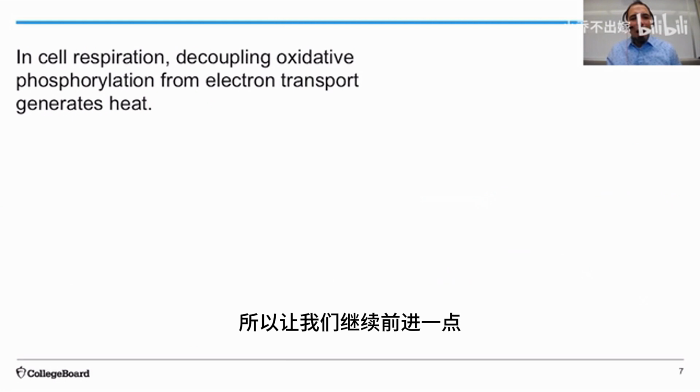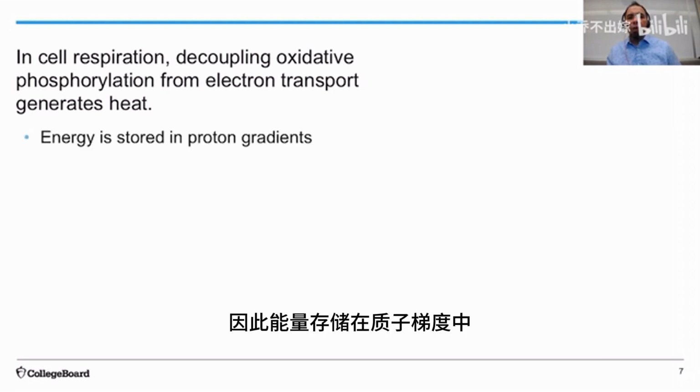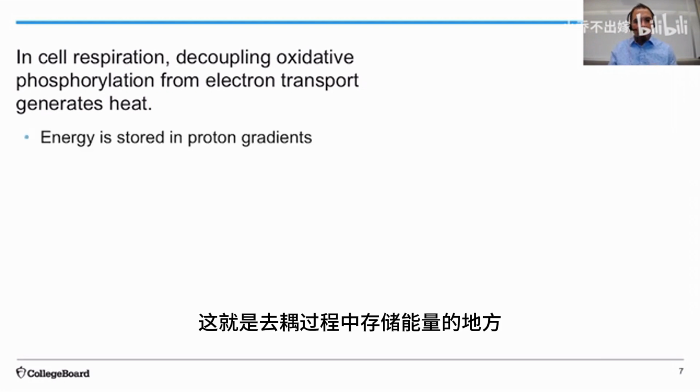So let's move on a little bit. And so in cell respiration, decoupling, right? So we have a coupled reaction. Now we're going to separate the reactions. So the decoupling of oxidative phosphorylation from the electron transport chain generates heat. And so energy is stored in proton gradients. And so that's where the energy is stored.